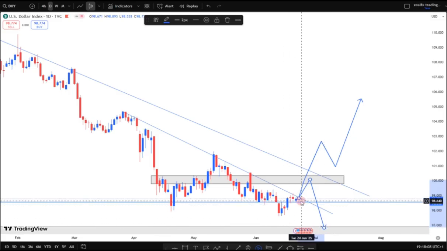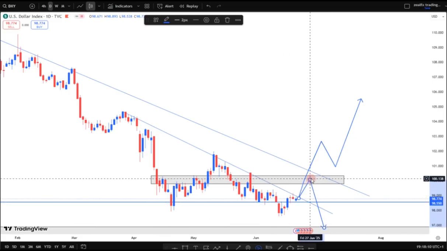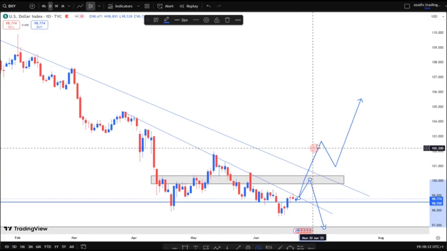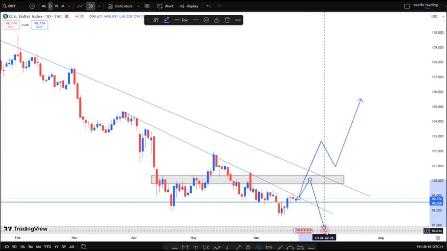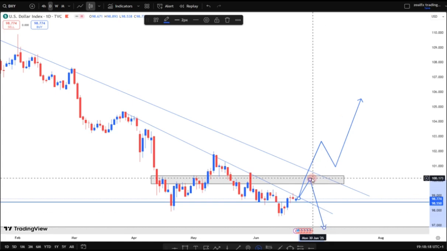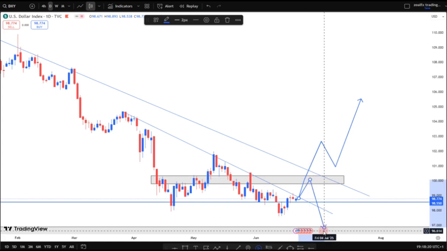So our scenario this week, we expect price to move to this zone. A break of this zone, we expect price resumption for uptrend. But if price fails to break this zone, we expect price to move lower for the DXY. We expect price to resume the downtrend for the DXY.